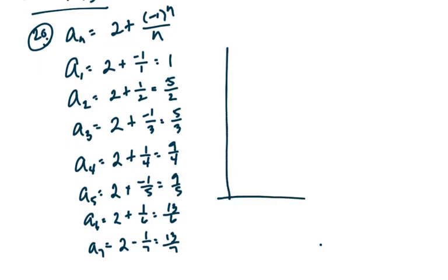Let's look at the graph. One, 2, 3, 4, 5, 6, 7. Okay, so 1 is 1. 2 is 5 over 2, that's 2 1/2. 3 is 5/3, which is 2 2/3, which is 2.6, so it's a little higher. 4 is 9 over 4, it's 2 1/4, so it's going to come down.